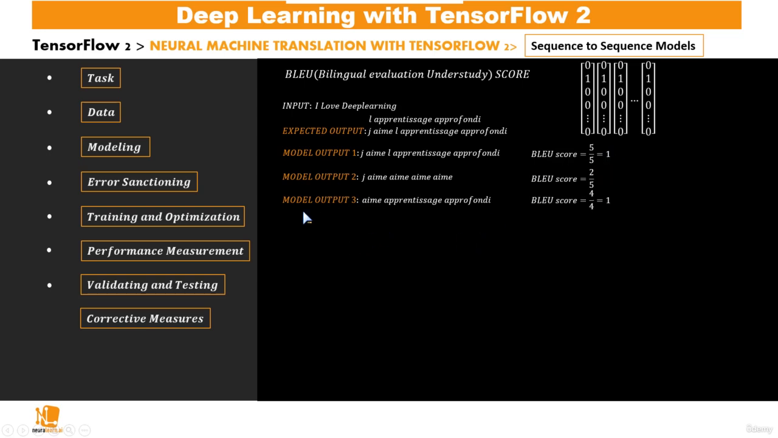Now we move to the third possibility. In this case we have M, which matches, apprentissage, which matches, and approfondir, which matches.